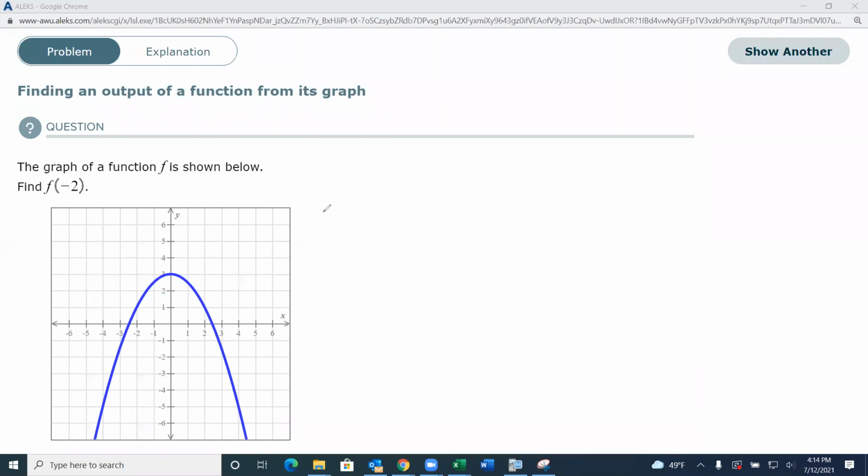All right. So what's f of negative 2? Well, so when x is negative 2, what's y? Well, it's 1. A height of 1 corresponds to that. All right. Let's see if I can find another one that's a little different.